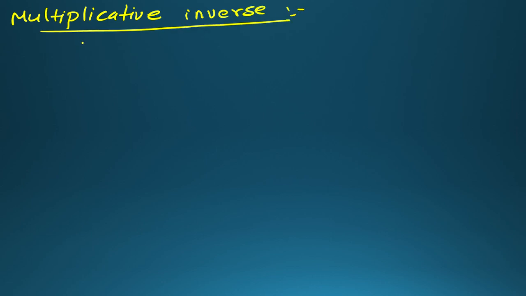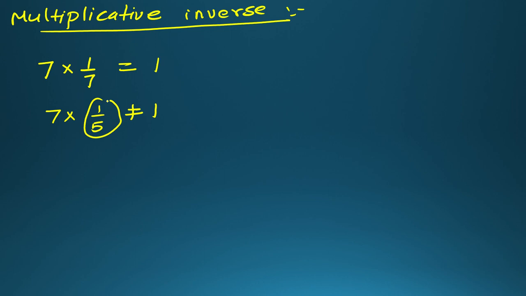Multiplicative means something related to multiplication. Inverse means reciprocal. So if I ask what the multiplicative inverse of 7 is, you will say 1 over 7. Why? Because if you multiply 7 with its multiplicative inverse, you must get 1. Why is the multiplicative inverse of 7 not 1 over 5? Because if you multiply them, you will not get 1. So 1 upon 5 is not the multiplicative inverse of 7. It is just a reciprocal only.